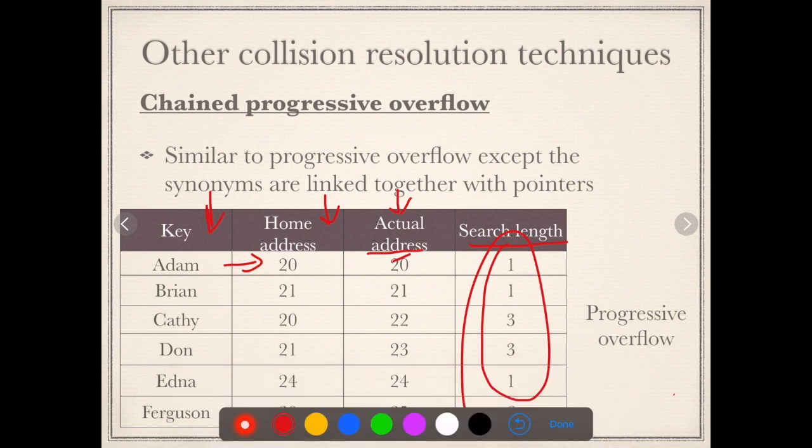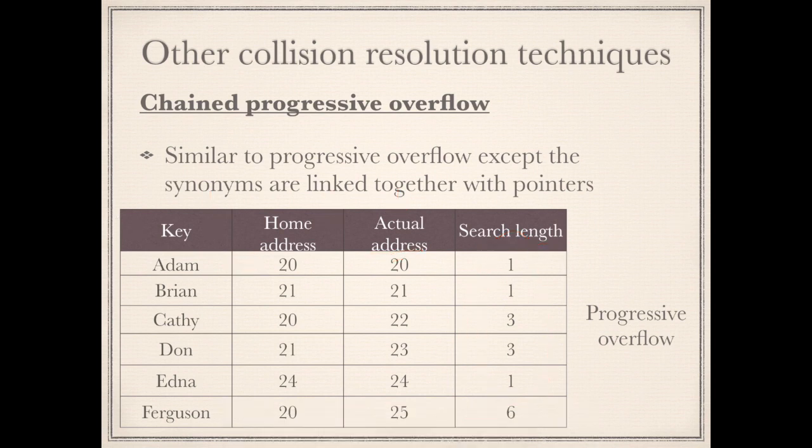It might take multiple searches to look for a particular data. We will see that for the last key, Ferguson, the home address is actually 20. The address 20 is actually occupied by Adam. So it keeps on looking for a free space, and it finds a free space at the address 25. If I am doing a search for the element Ferguson, it takes 6 searches because the search starts with the address 20 until it reaches address 25. So the number of searches taken in progressive overflow is more.